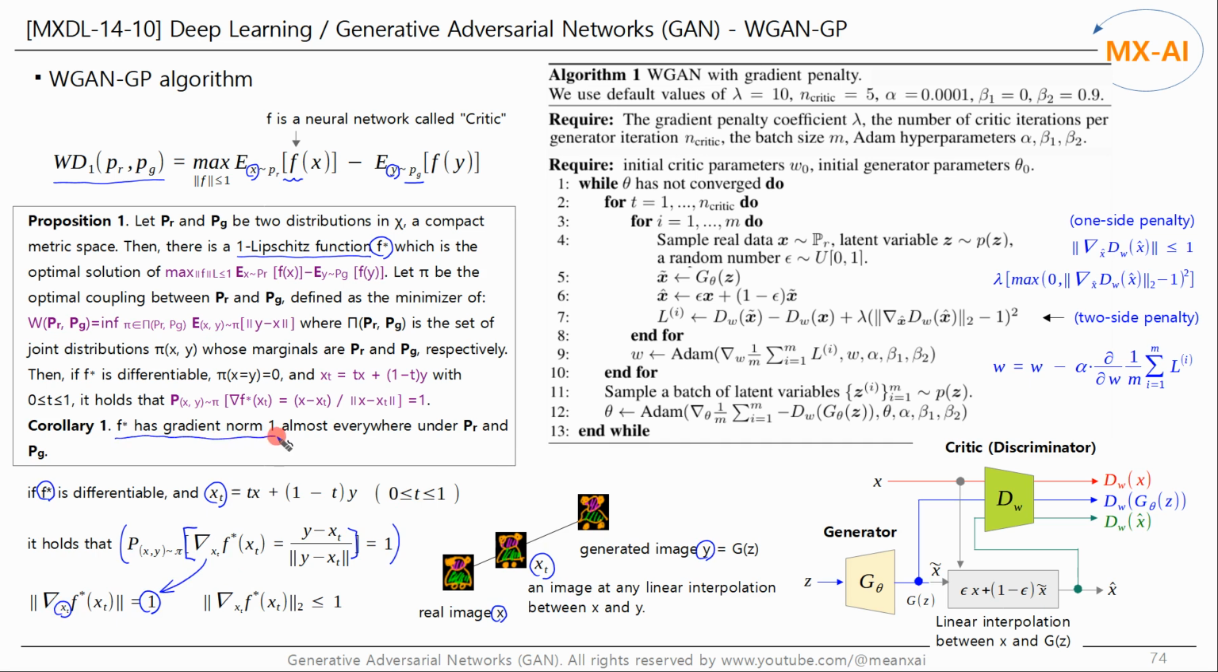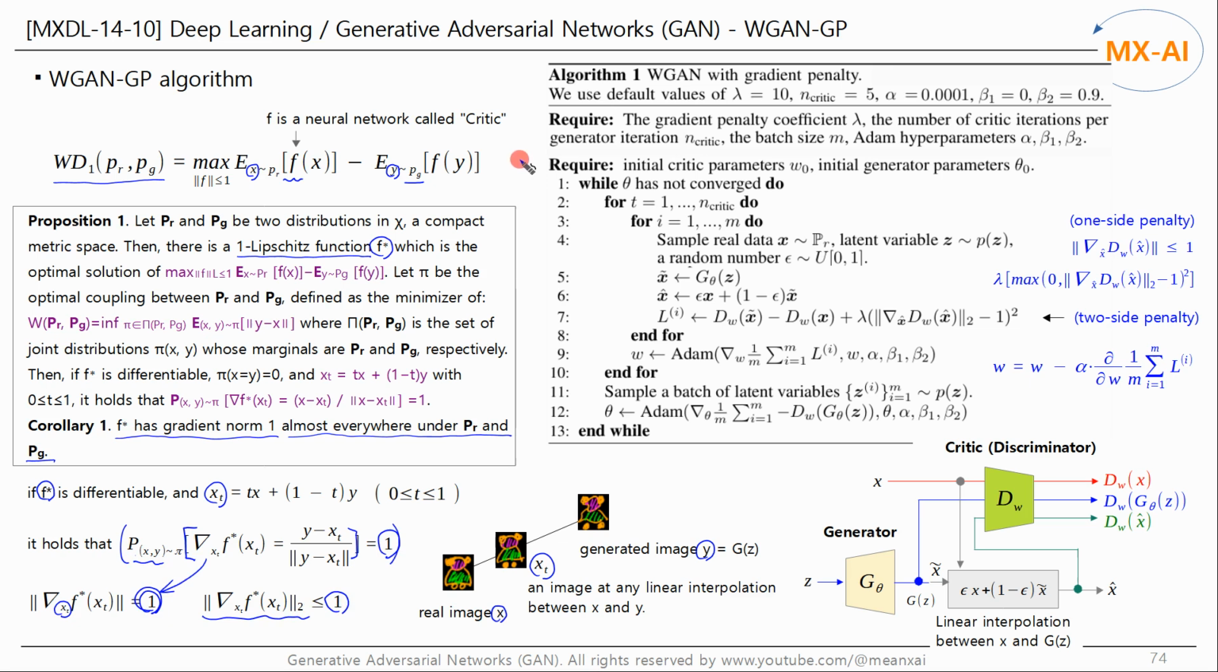F star has gradient norm 1 almost everywhere under PR and PG. The probability that the gradient norm of f star is 1 is 100%. The L2 norm of the gradient of f star with respect to xt is less than or equal to 1. A proof of this is given in the appendix of the paper.